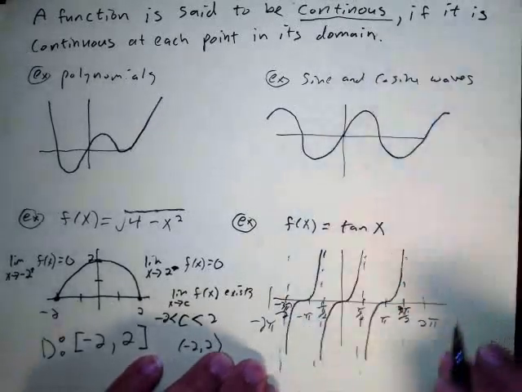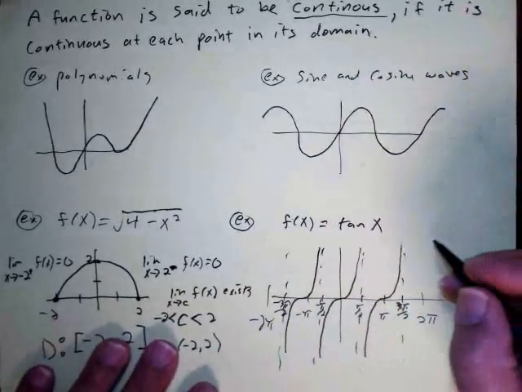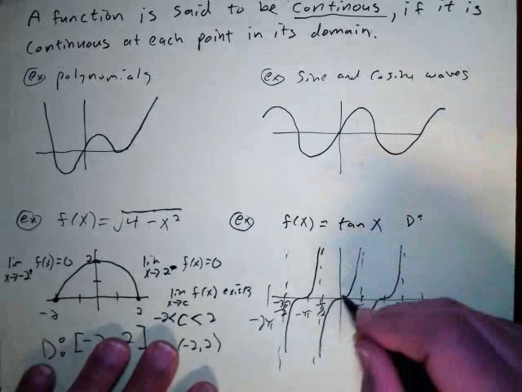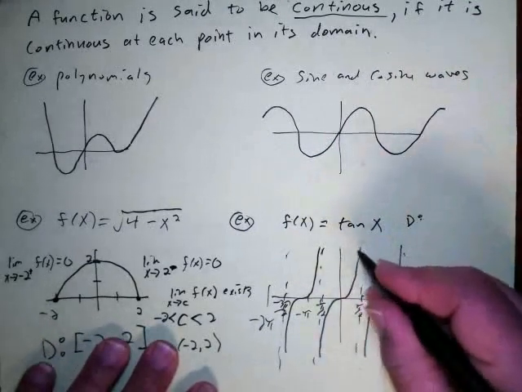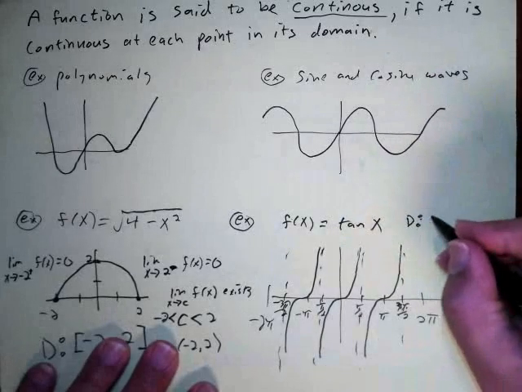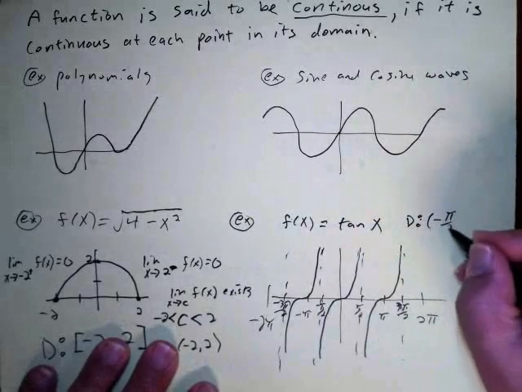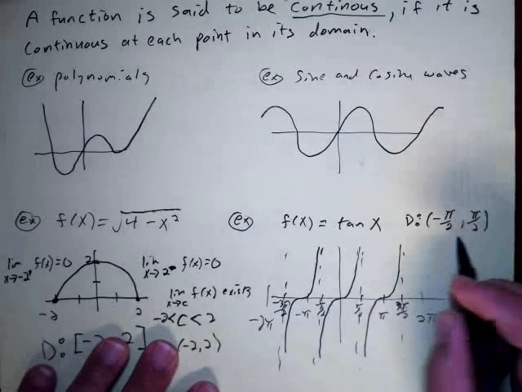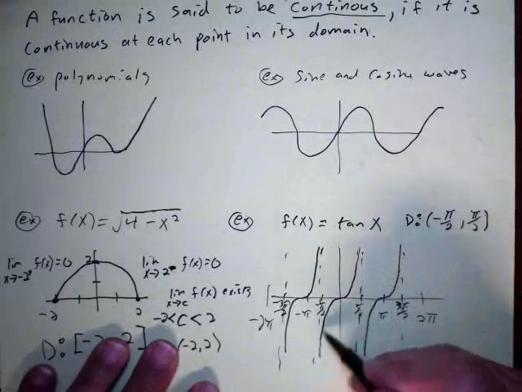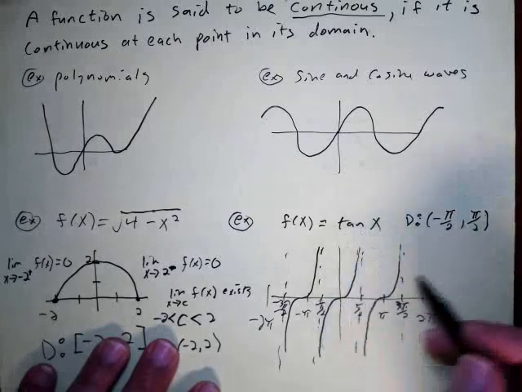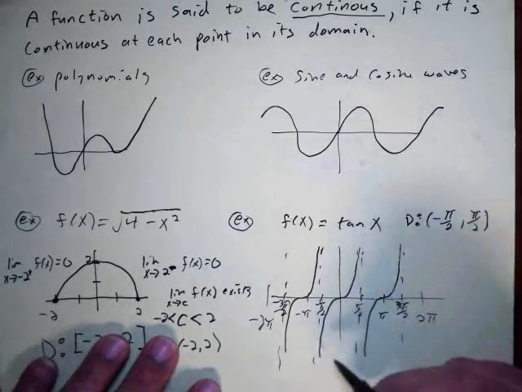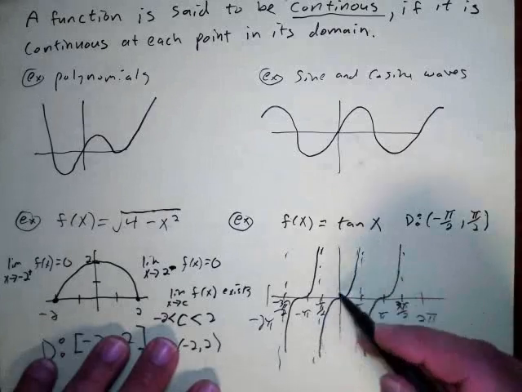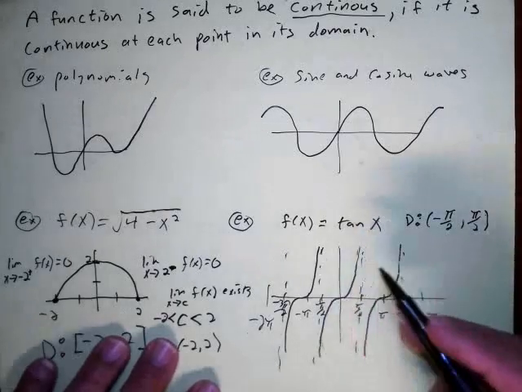There's a vertical asymptote there. And so if I am just interested in one piece, one cycle of the curve, the domain for that one cycle would be negative pi over 2 to pi over 2, right? And it wouldn't include the two endpoints. So it's that open interval from negative pi over 2 to pi over 2. And on that interval, I could draw that one curve. It's one single unbroken curve.